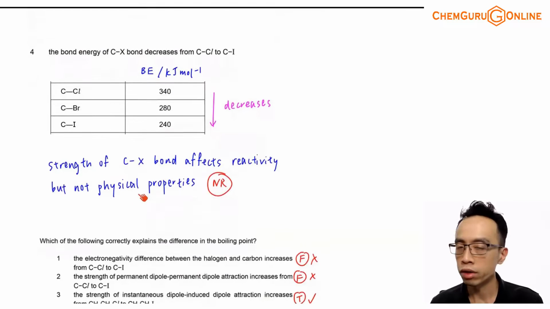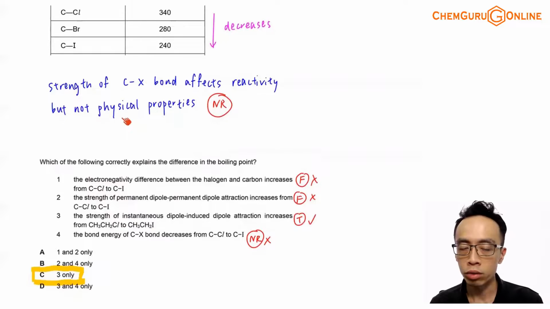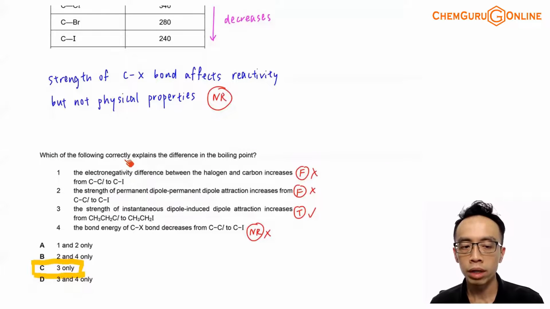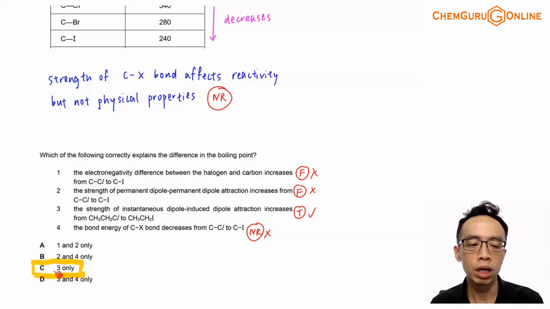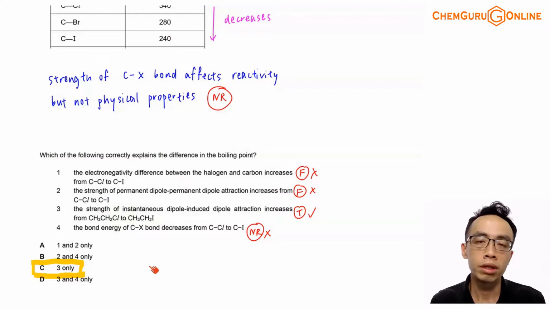So finally, we have gone through the 4 statements, and we can answer this question now. Which of the following correctly explains the difference in the boiling point? Statement number 1 and 2 are totally not true. Statement number 3 will be part of the answer. Statement number 4 is correct, but it's not relevant to answering this question. So therefore, the answer to this question will be option C, only statement 3 is correct. Alright, so that is the discussion involving this question targeting intermolecular forces.